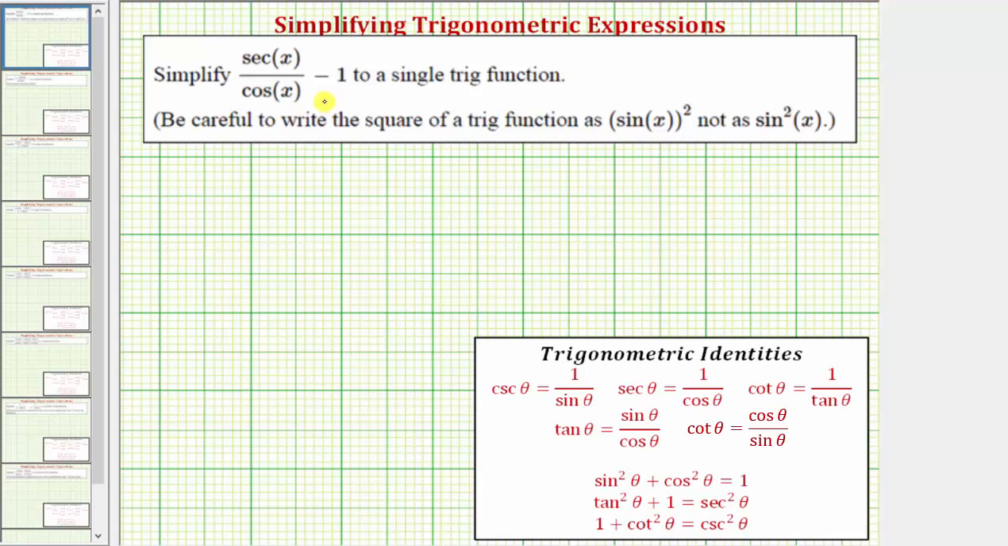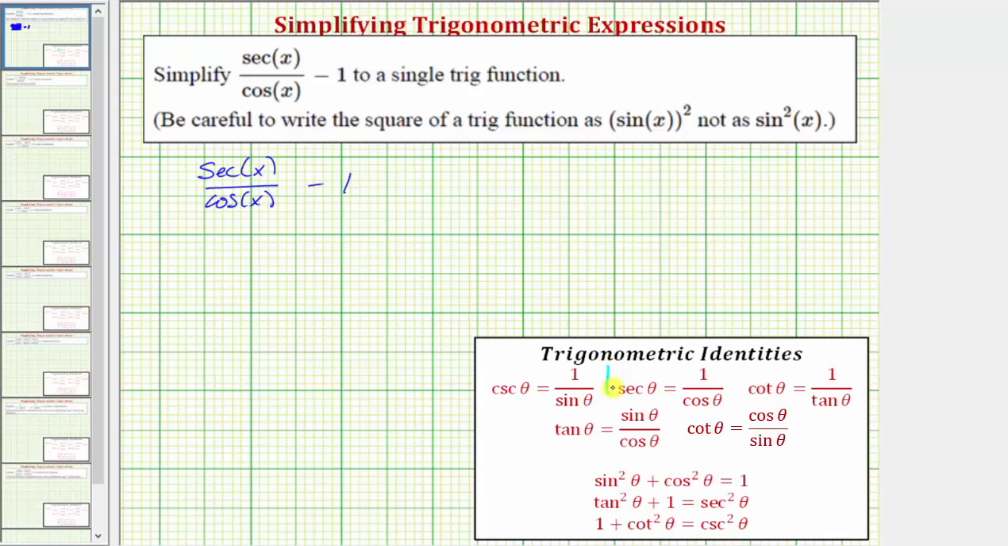We want to simplify the given trig expression to a single trig function. We have secant x divided by cosine x minus 1. There's no obvious trig substitution. When this is the case, we normally convert everything to sines and cosines.